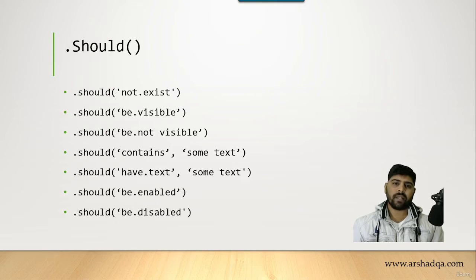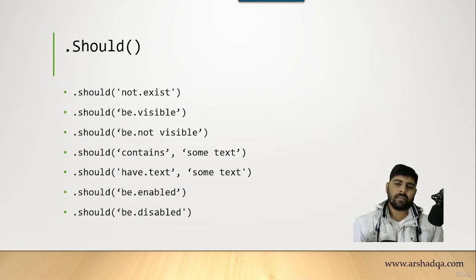Dart should contain some text. If we want to verify that our control or button text is sign in, then with .should('contain') we can give the sign in text, and it will compare whether it is containing sign in or not. If the text is not sign in, then it will fail. Dart should have text, some text. If we need to verify that this text is present or not, then we can write the command .should('have.text', some text). For example, if the text is Google, then the test will pass, otherwise it will fail.